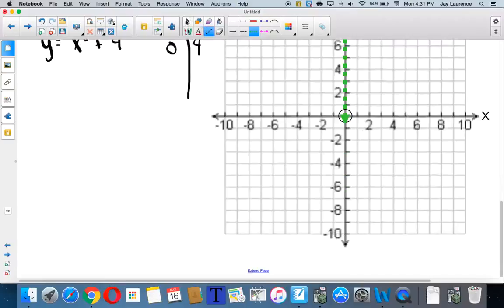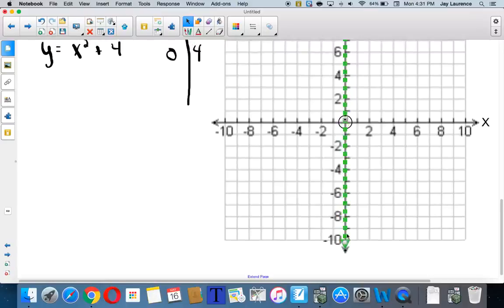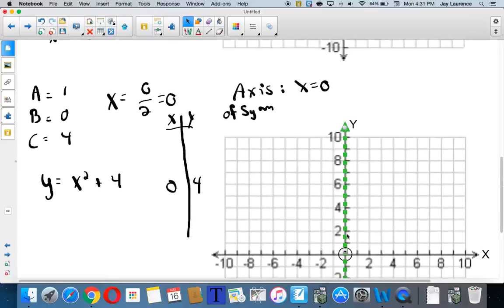Now, I know this parabola is opening upward. How do I know that? Because A is positive. So it's got to open upward. Now, remember, the axis of symmetry is not actually a part of the graph. Okay? It's not a part of the parabola. It's just symmetrical about that line.